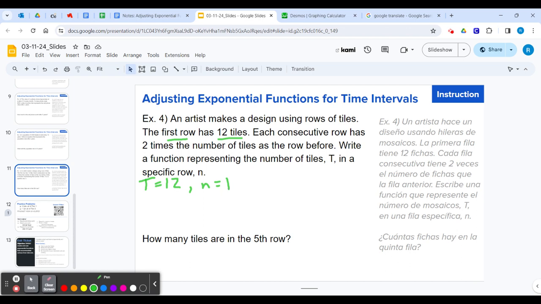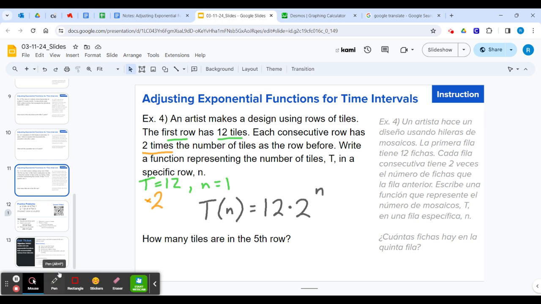And this is a big difference between some of our previous problems. Usually, we're going to start when n equals 0, and we're going to see what adjustment we need to make in a second. So each consecutive row has 2 times the number of tiles, so we're going to multiply by 2 every single row that we go up. So if we write a function representing the number of tiles t as an input of the rows, let's start with, okay, we're starting with 12. We are multiplying by 2 over and over again. And let's say we raise it to the n power for the number of rows.